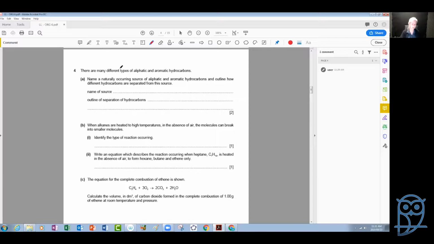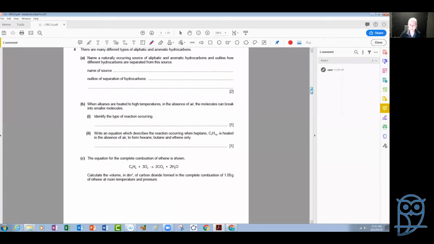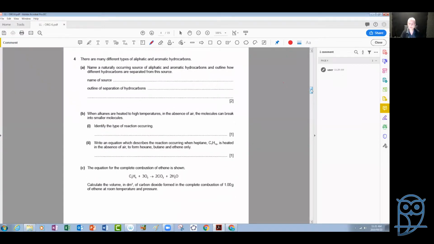of the double bond. But nevertheless, let us start with a question on alkanes, which is not very common to find, but nevertheless, here is a question, and from one of the recent exams actually of this year. And let us see how it is phrased and how it looks like. Okay, so there are many different types of aliphatic and aromatic hydrocarbons. Name a naturally occurring source of aliphatic and aromatic hydrocarbons and outline how different hydrocarbons are separated from this source.